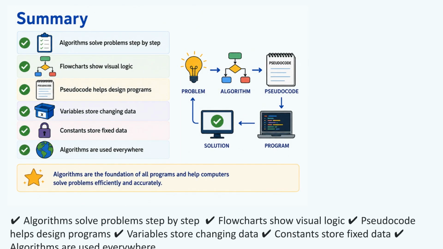To summarize, algorithms solve problems step by step. Flowcharts offer visual logic, and pseudocode helps design programs. Variables store changing data, and constants store fixed data. Algorithms are fundamental and used everywhere.